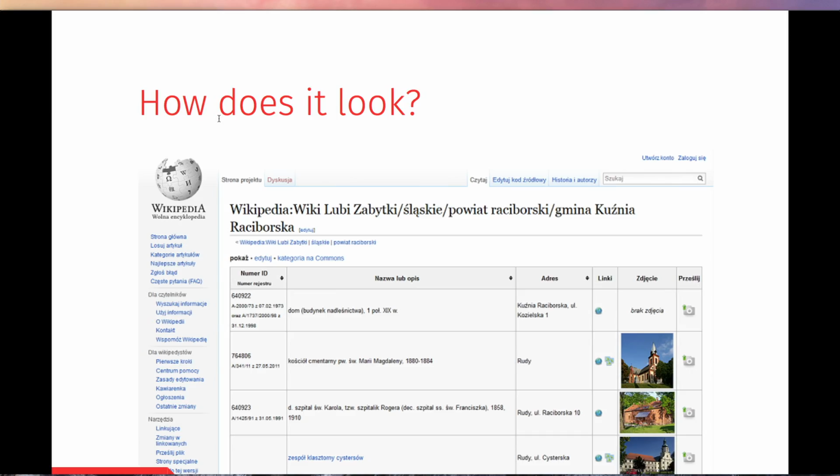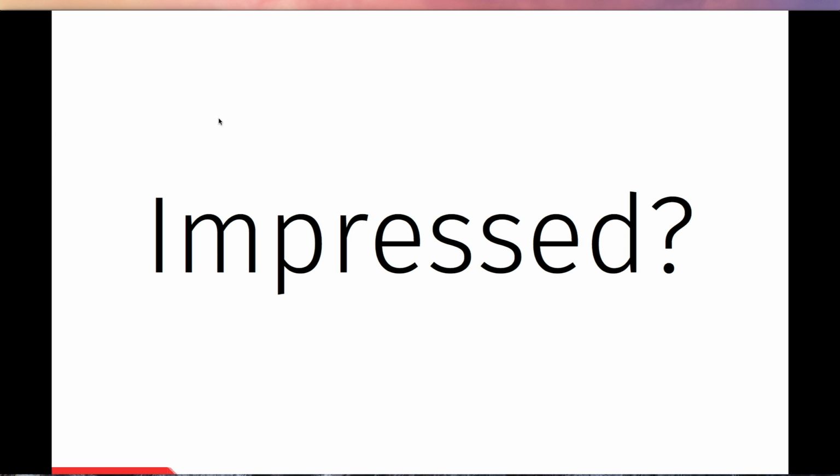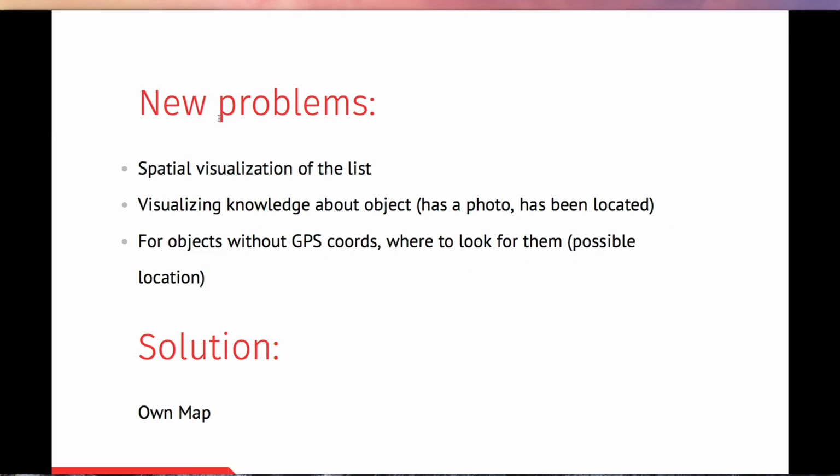And also you can see in the third column from the right there's either a map icon or a photo icon, and this also gives information about the state of the object's Wikipedia page. But I was not impressed with that, and it actually doesn't help me at all to plan any trip. But still, I found that it is quite a good source of data.